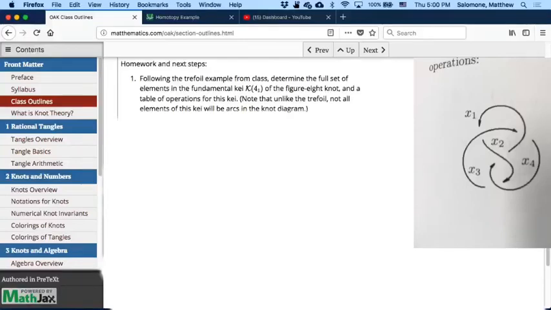So the problem I gave you to get started with was to take the figure 8, and here I've drawn it as though I've taken a picture of a figure 8 which is oriented. But what I'm asking you to do is to figure out what are the elements in the fundamental K of this figure 8. Now, not the fundamental quandle, but the fundamental K.